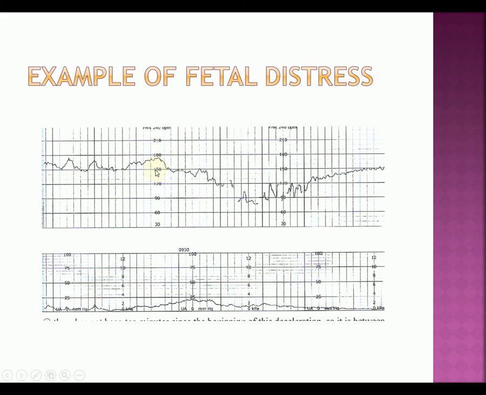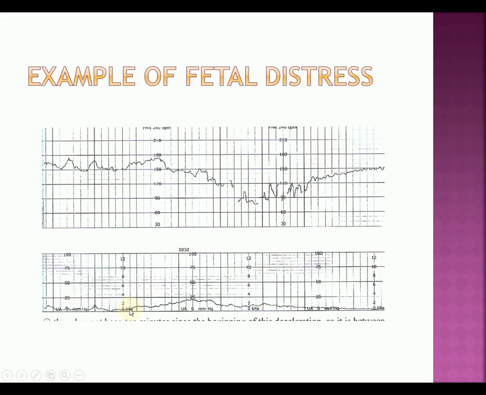If we look down here, we have a contraction starting right here. Now, if you've got an external monitor on, you can't tell how strong this contraction is unless you have your hand on it. So just because it looks wimpy, because it only goes up to 25, does not mean this is not a really strong contraction. Because evidently, this contraction caused this fetal heart rate to react in a pretty awesome deteriorating way, right?